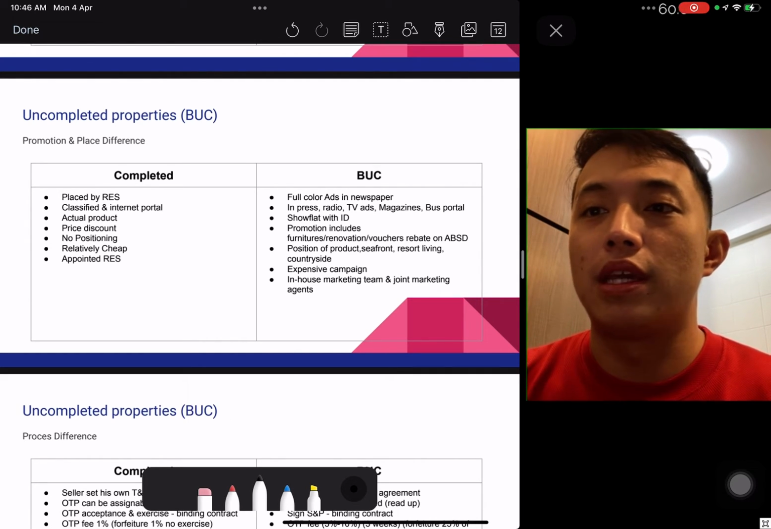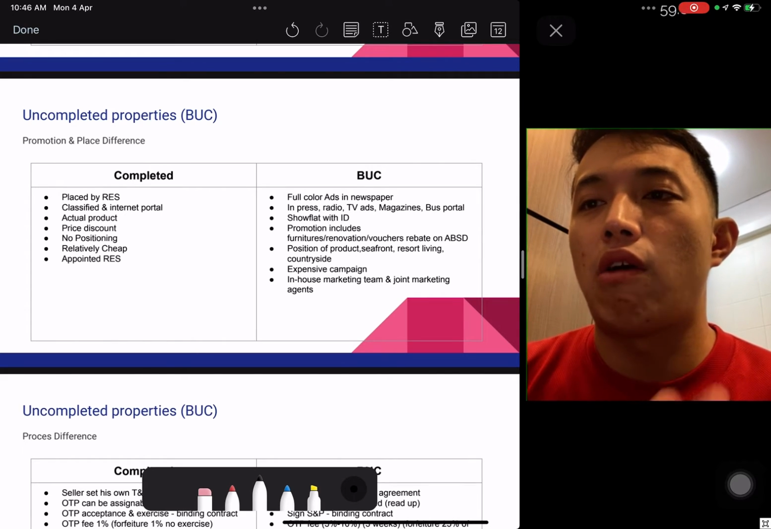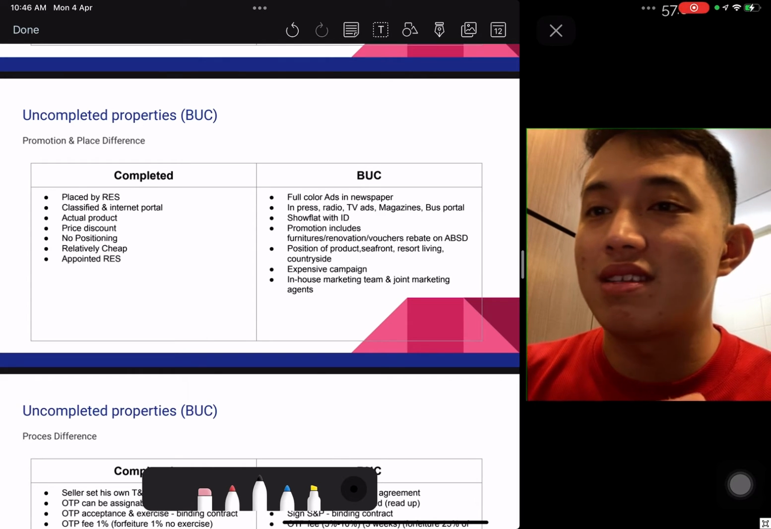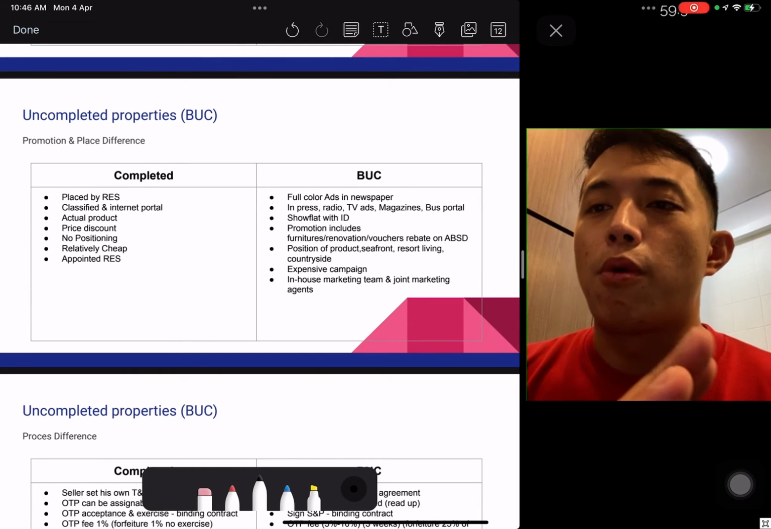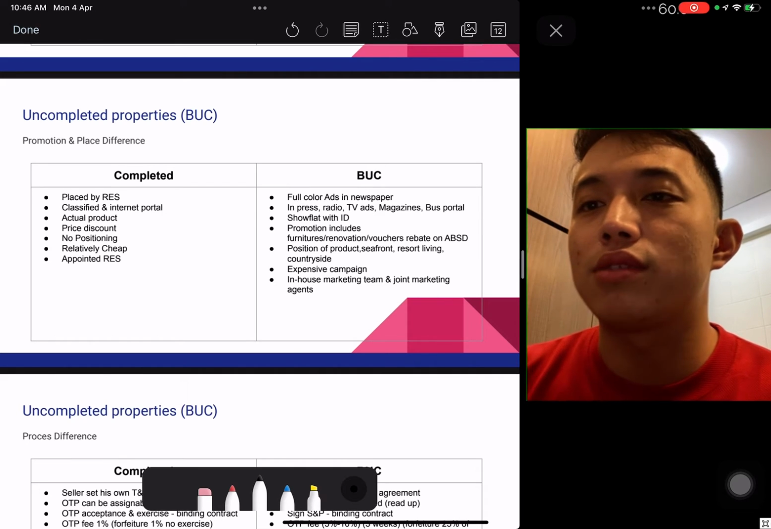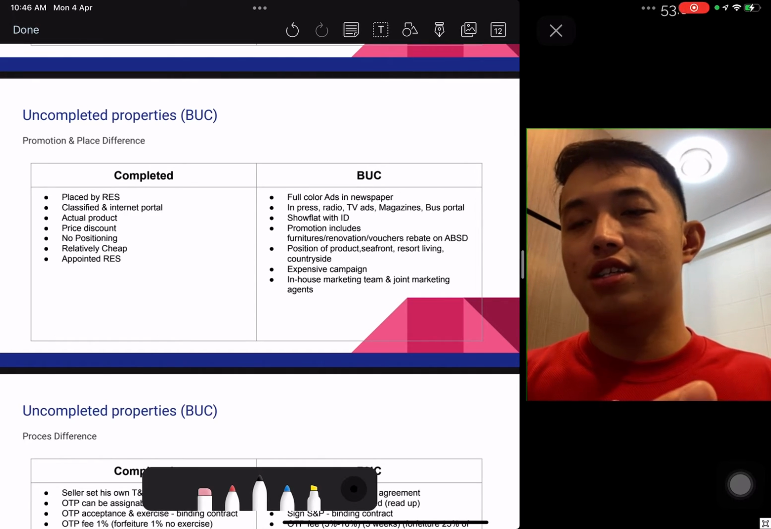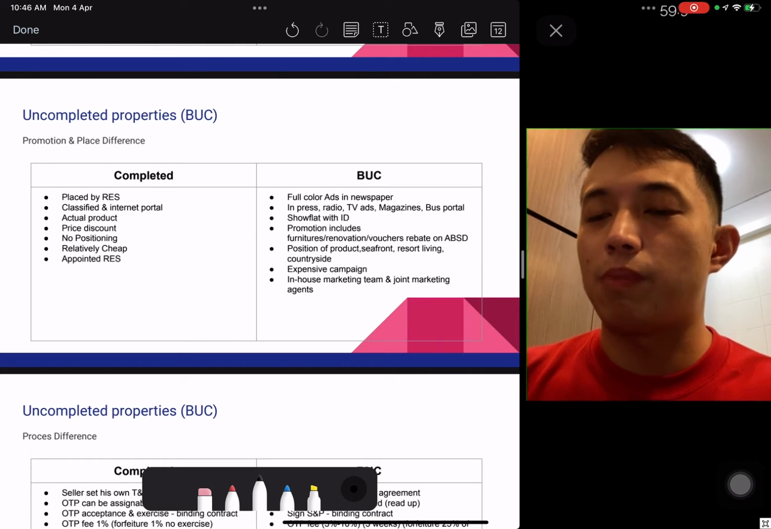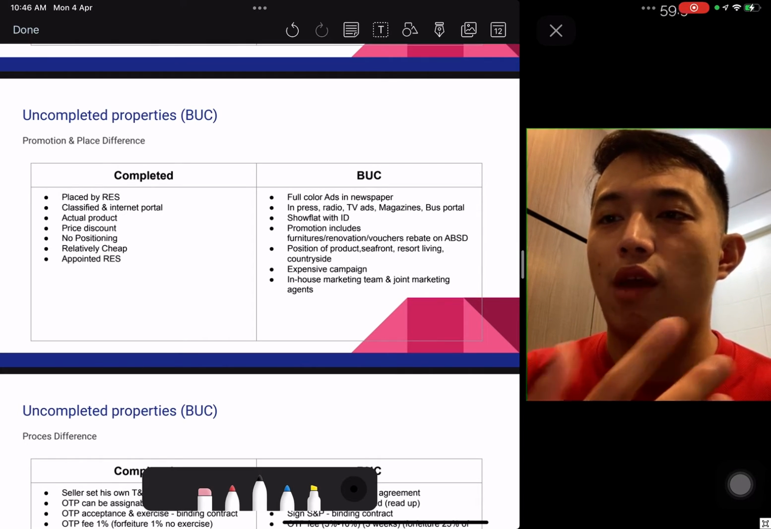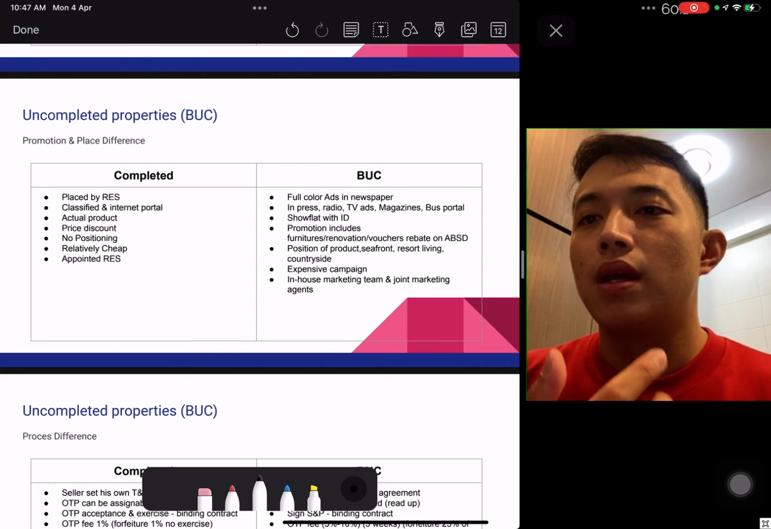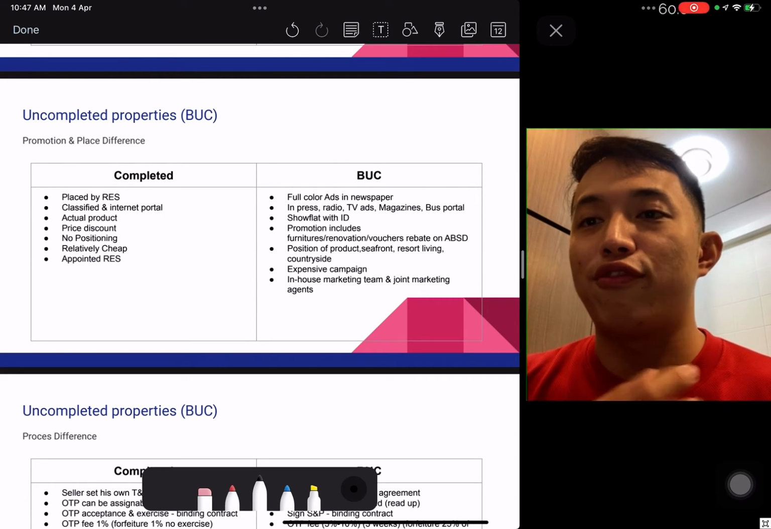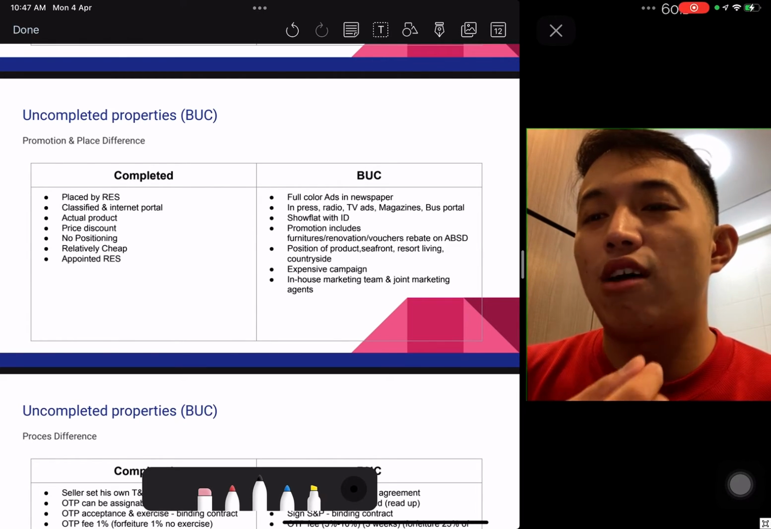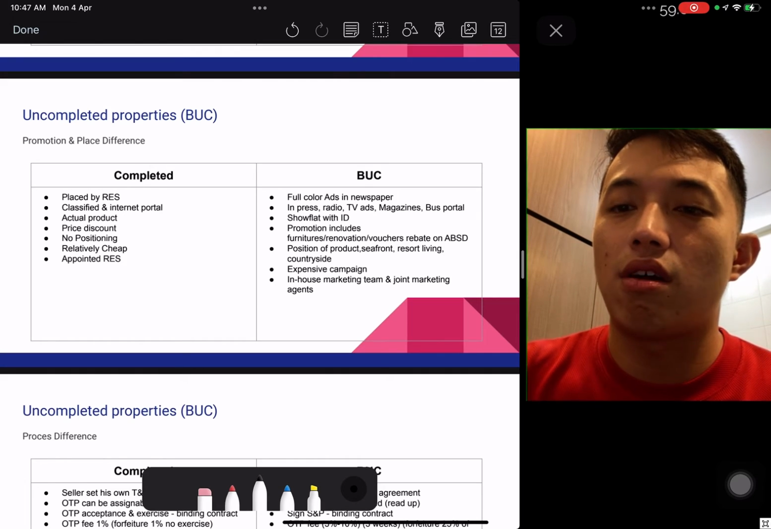So the advertisement will be full color advertisement: newspaper, online, magazine, TV show. The showroom will have interior design done, which is very nice. Promotion sometimes comes with vouchers, renovation, or furniture provided or related to the property. Sometimes they have very nice marketing of location, where it is positioned, which view they are having. So the marketing campaign is very high for the new launch. So it's under BUC, and there will be an in-house marketing team and a joint marketing team of agents all around the places.